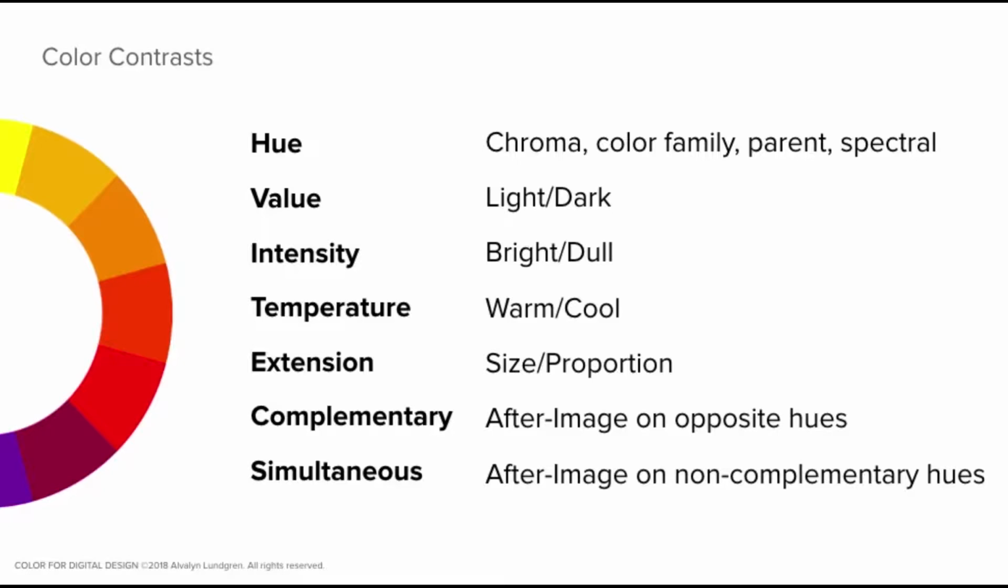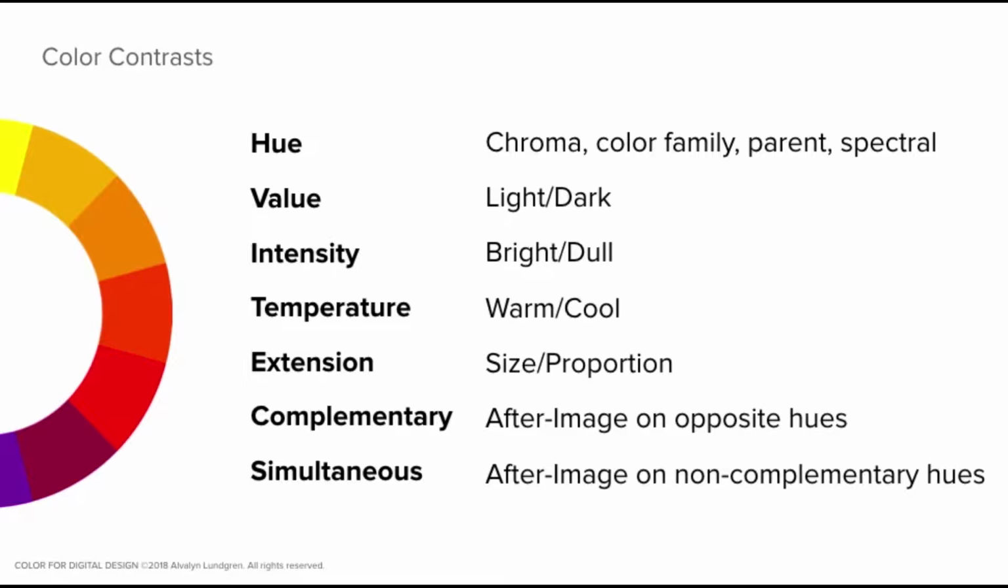So the 7 color contrasts that he observed are hue, which is the color property for both additive and subtractive color. And hue deals with the sense of chroma, the idea that something has color. Hue is also a color family. It's the parent of a color family, and it's a spectral level color. Hues are full intensity, fully saturated.